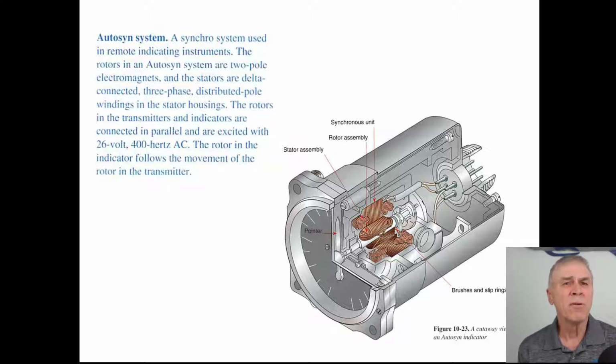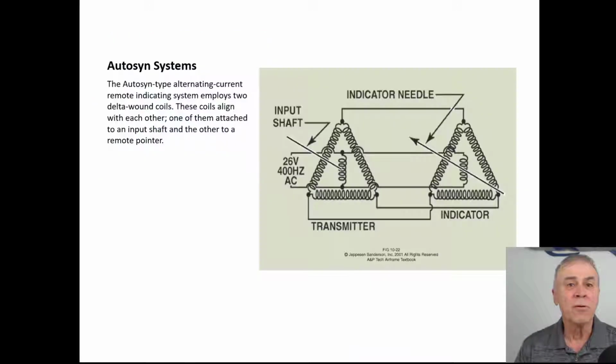Autosyn system, a synchro system used in remote indicating instruments. The rotors in the autosyn system are two-pole electromagnets, which is why I said you're going to open it up and you're not going to necessarily see delta type windings in here. That's not what you're going to see. But I guess that's what the whole difference is.